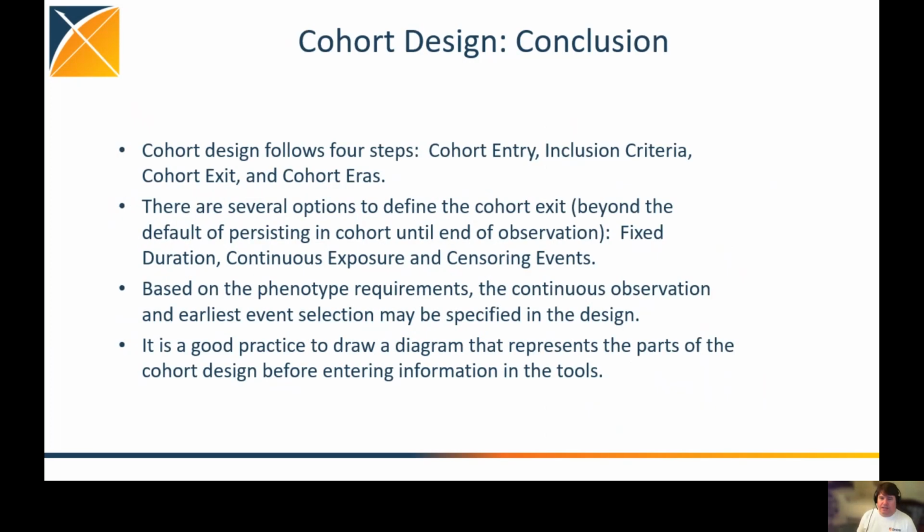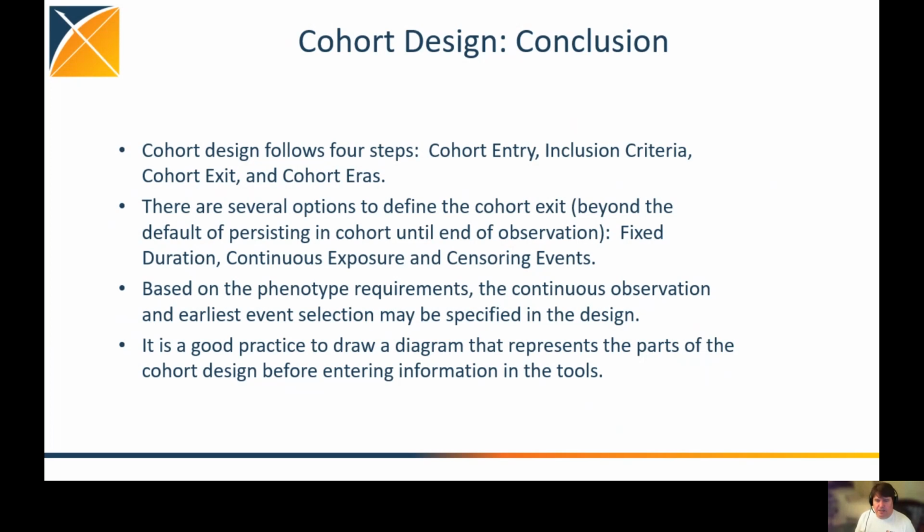So in conclusion, cohort designs follow 4 steps: cohort entry, inclusion criteria, cohort exit, and cohort eras. There are several options to define the cohort exit beyond the default of persisting in the cohort until the end of observation. We have fixed duration, continuous exposure, and censoring events. Based on the phenotype requirements, the continuous observation and earliest event selection may be specified in the design.